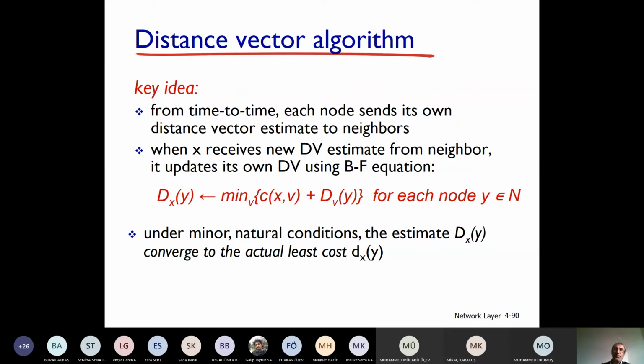So how do we update this information? Because it depends on the others. Each node sends its own distance vector estimate to neighbors. When X receives a new distance vector estimate from a neighbor, it updates its own DV using the Bellman-Ford equation, using this.